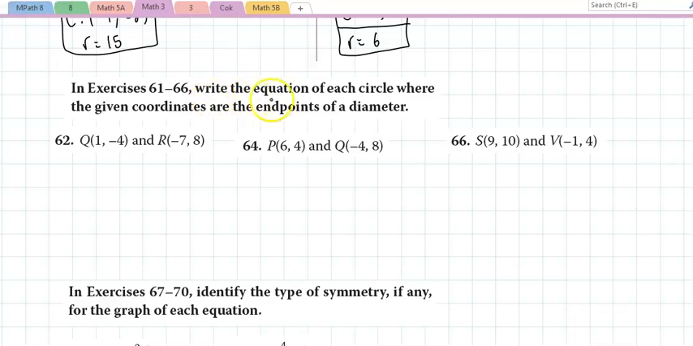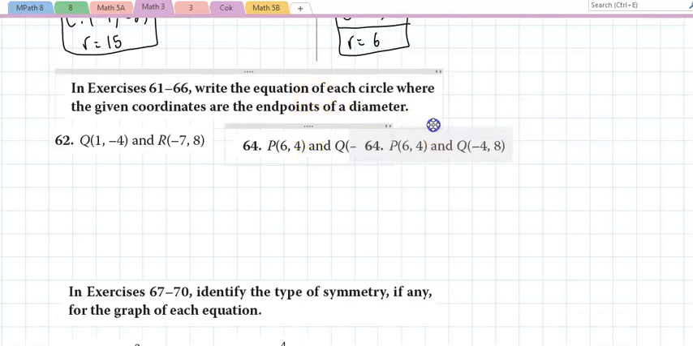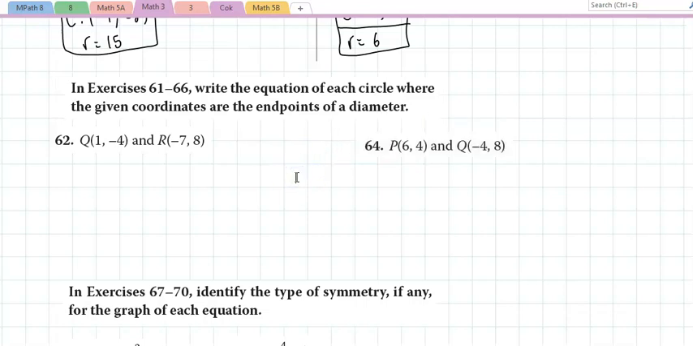Now, we get to this part. Write the equation of each circle where the given coordinates are the endpoints. Again, it seems I'm not going to be able to fit 3, we could fit 2, that's alright. So, they're not asking for a graph, but I just want to show you kind of what's going on. If I take 1, negative 4, 1, negative 1, negative 2, negative 3, negative 4, and negative 7, and count 1, 2, 3, 4, 5, 6, 7, 8.